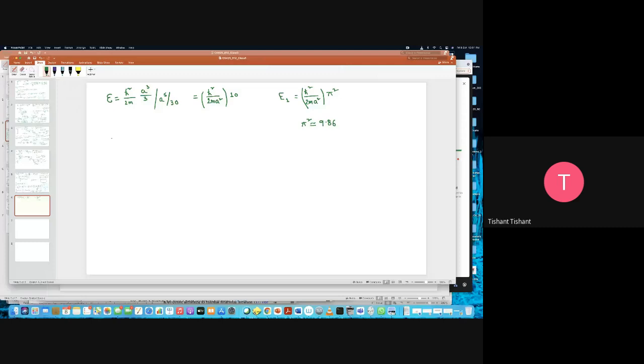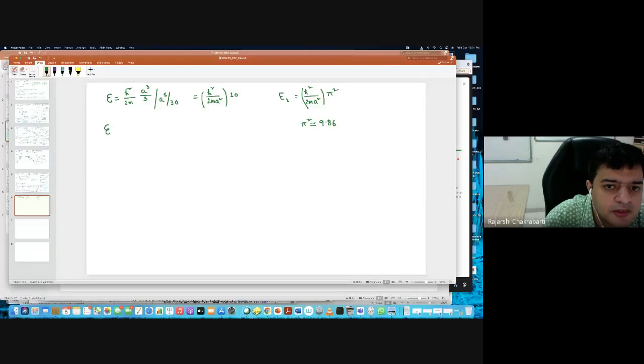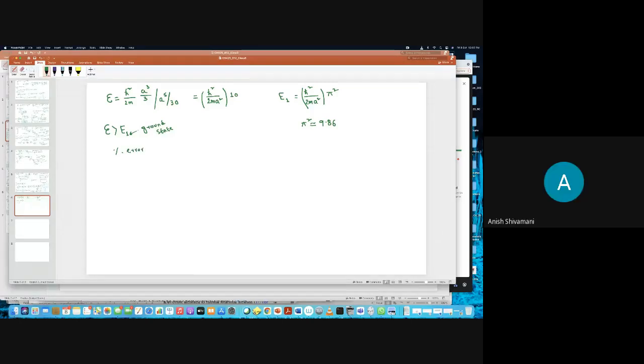Okay. So E is greater than E1, the ground state, of course. What is the percentage? Can anyone calculate? You can just calculate the percentage error. 1.3%. It is very, very small.